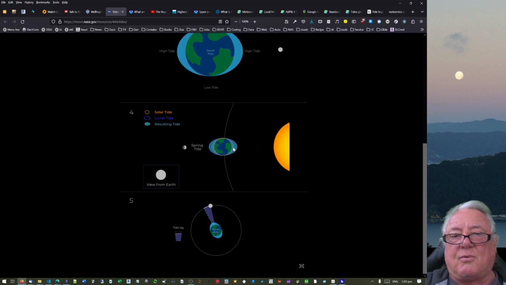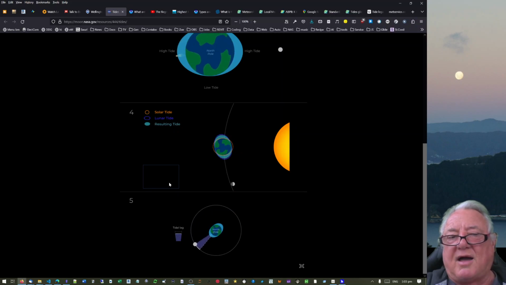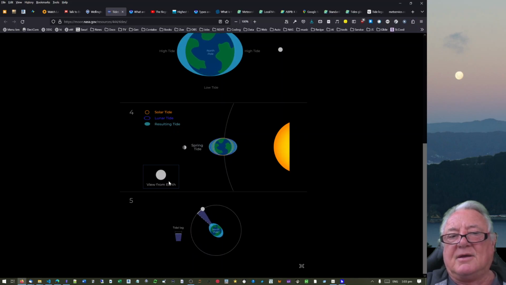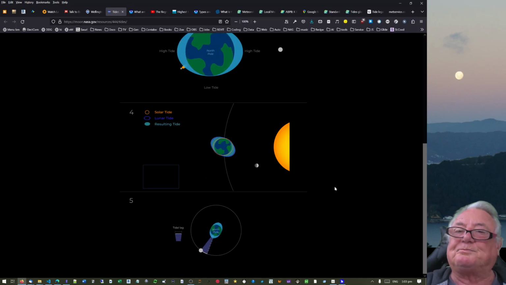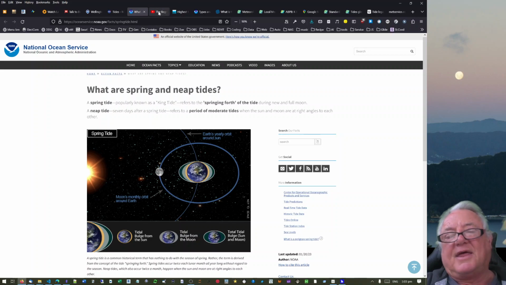And then the solar ones where you get a spring tide and a neap tide, depending on which one you are, and then what the moon looks like from the earth when those events happen. So this one here is a neap tide, when it's half and half. I thought that was a nice little visualization. This was just another one on spring and neap tides. So that's your main influences.